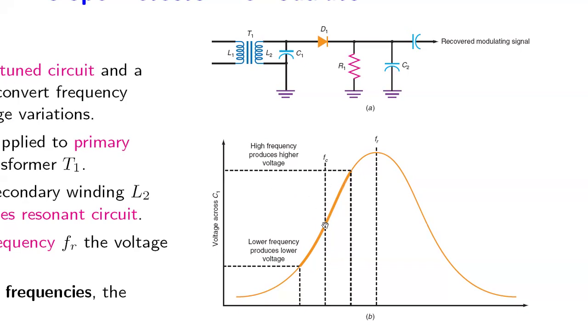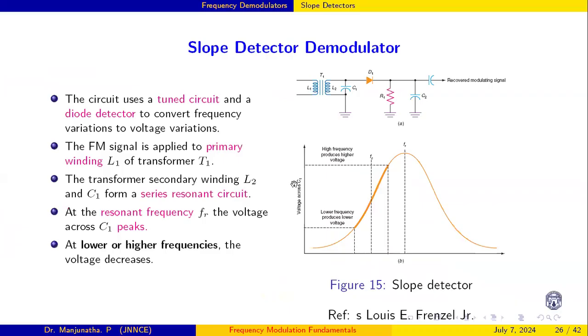This is the carrier frequency. At the modulator, the carrier frequency is varied, increased or decreased. Now we will see how this circuit works as a demodulator. The circuit uses a tuned circuit, L2 and C1, and a diode detector to convert the frequency variation to a voltage. The FM signal is applied to the primary L1, and the transformer secondary L2 and C1 form a resonant circuit. At this resonant frequency, it has the highest output.